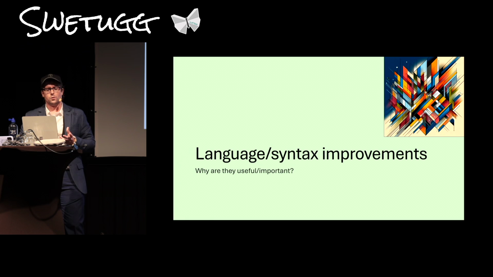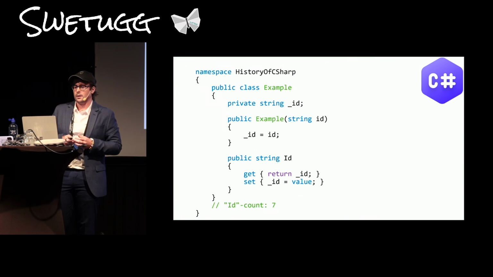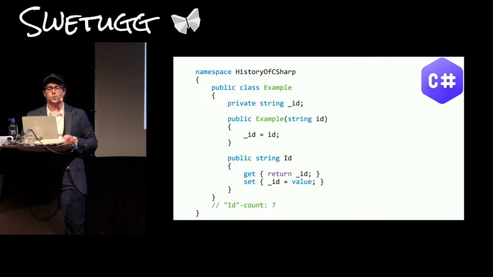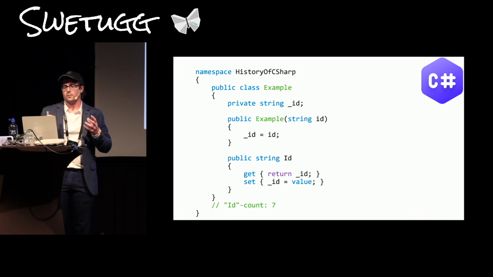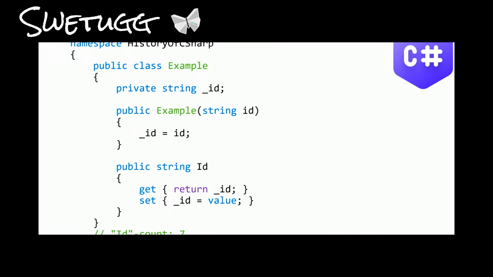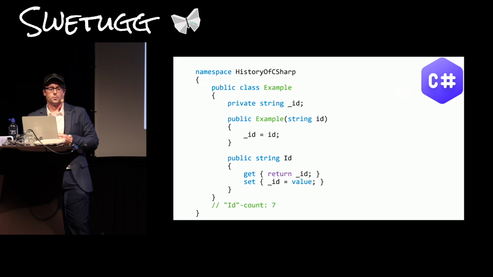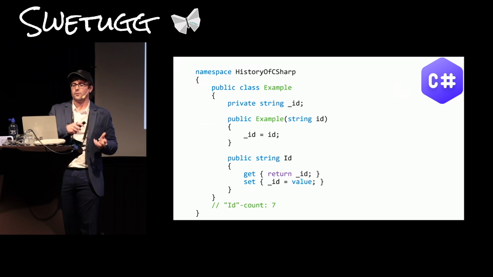So why is it so useful and important, these language syntax improvements? Going back to some C# code, if we look at this, what we have is just an example class. It has a constructor that takes in an ID as a string. It assigns it to a private field, and then you have a public property that accesses this private field.